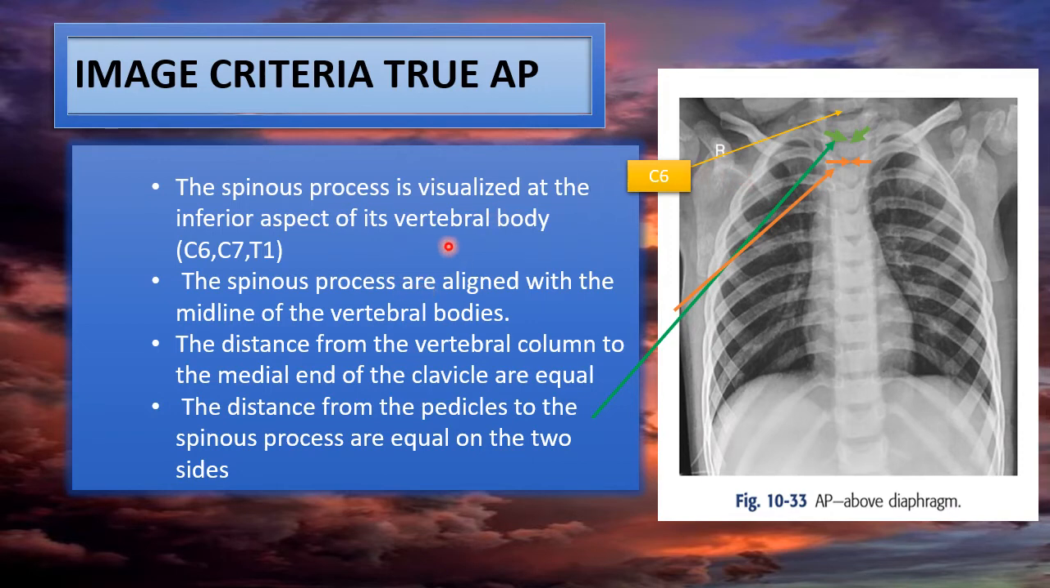The spinous process is visualized at the inferior aspect of its vertebral body. You can see at the C6, C7 or T1. Okay, the spinous process are aligned with the midline of the vertebral body. The distance from the vertebral column to the medial end of the clavicle are equal. And thus the distance from the pedicle to the spinous process are equal on the two sides.